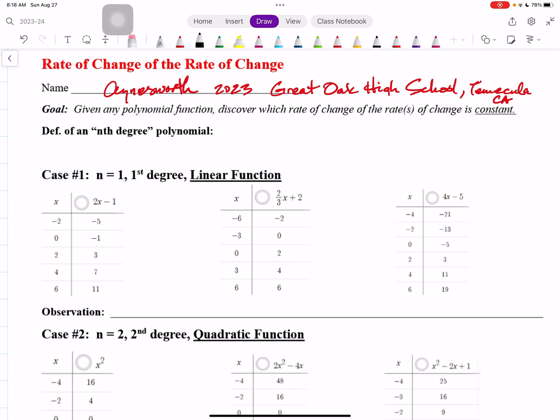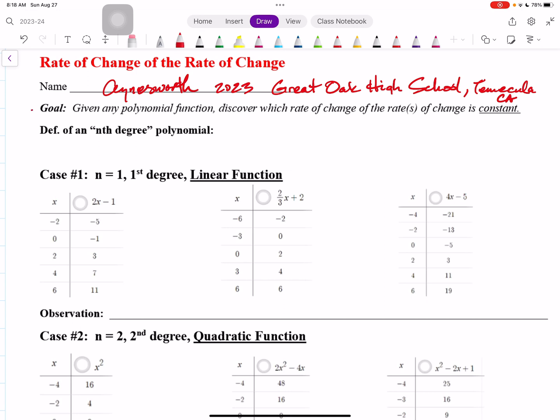All right, so let's take a look at our goal up here. Given any polynomial function, so we have to talk about what a polynomial looks like in general, discover which rate of change of the rates of change is constant, okay? To do that, the best thing you ought to do is take a look at some first degree, second degree, and third degree functions, many examples, and look at the general trends and figure out what's going on, okay?